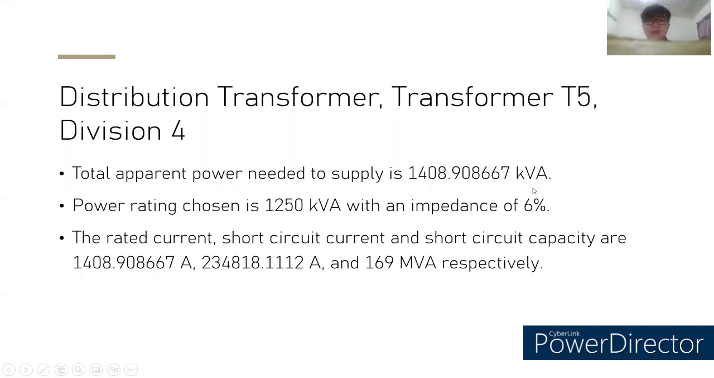Next, we have distribution transformer T5 in division 4. The total apparent power needed to be supplied by it is 1,408.91 kilovolt ampere. The power rating we have chosen for this is 1,250 kilovolt ampere with an impedance of 6%. The rated current, short circuit current, and short circuit capacity are 1,408.91 ampere, 234,818.11 ampere, and 169 megavolt ampere respectively.